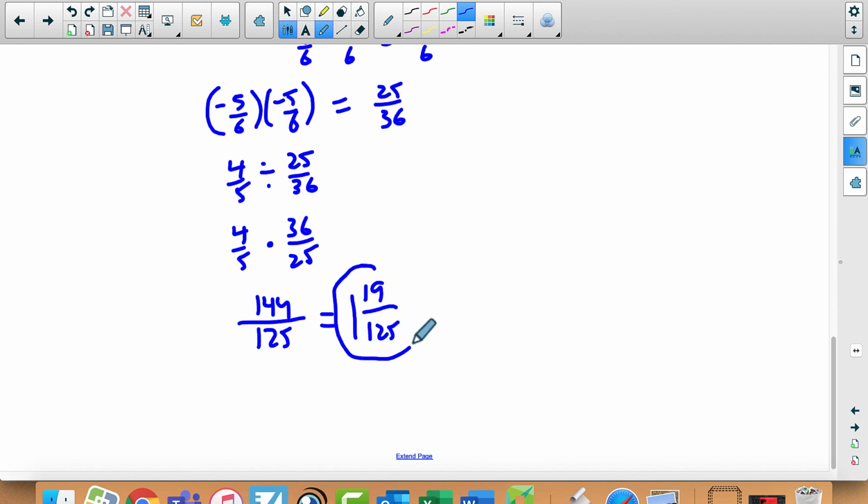Okay, everyone, that's about as hard as these rational numbers get. I hope that makes sense, and I know it's hard. Don't give up. You got this.